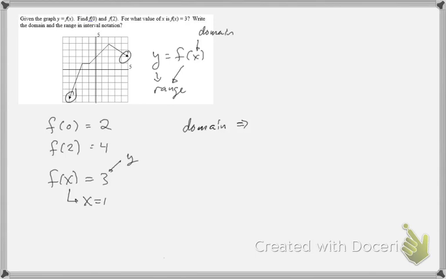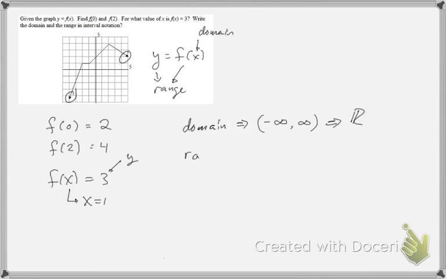So since that function goes left and right forever, I know that I can go all the way to negative infinity on the left-hand side, positive infinity on the right-hand side. In interval notation that would be minus infinity to infinity. That would also just be equal to the set of real numbers, but that's not an interval notation.